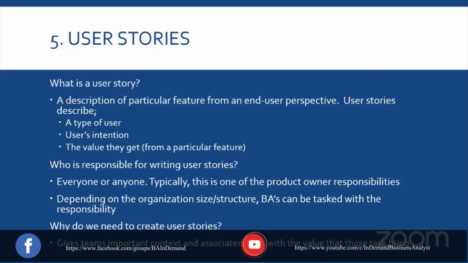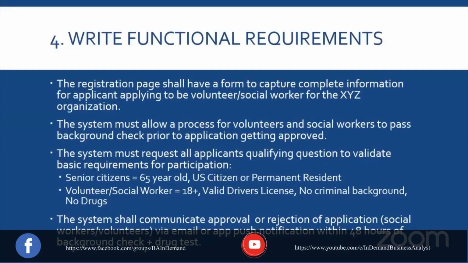So when you write functional requirements, and we covered this last week, let me see if I can go back. Right here. When you write functional requirements, and this is going back to waterfall methodology, you write in a way that a system shall or a system must. The second one: a system must allow a process for volunteers and social workers to pass a background check prior to an application getting approved.